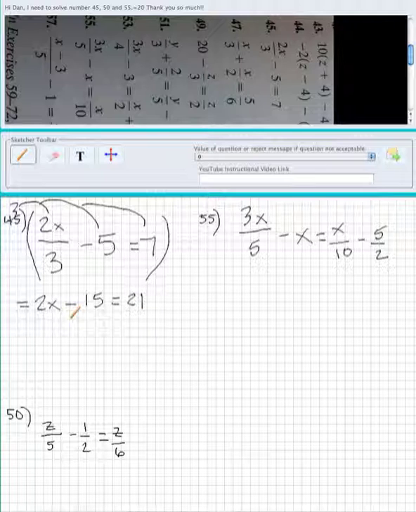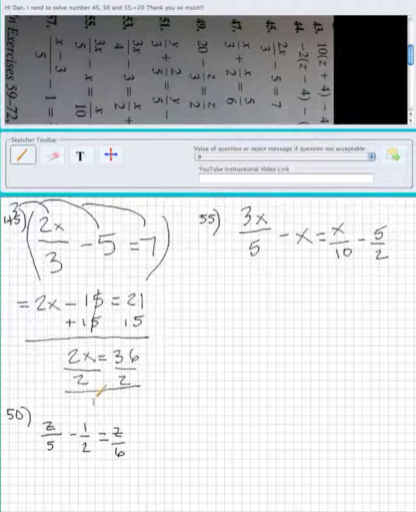The next step is to add 15 to each side. These 15s cross out, and you're left with 2x equals 36. Then you divide by 2 on each side, and you get x equals 18. All right? So that's the first one. You cross out those 2's.